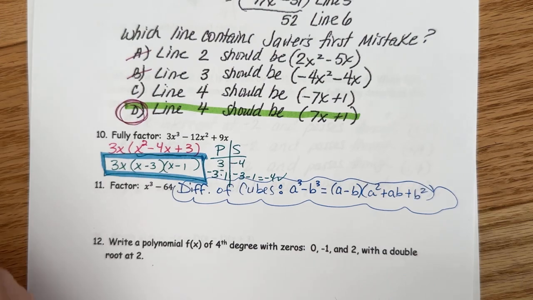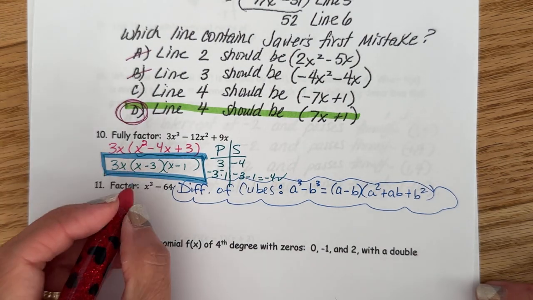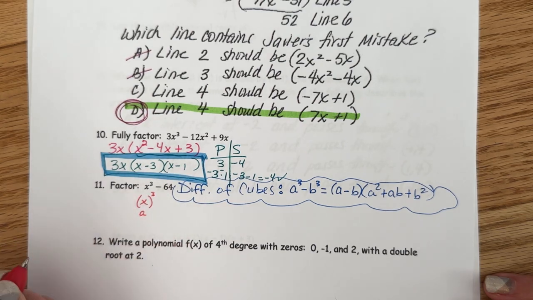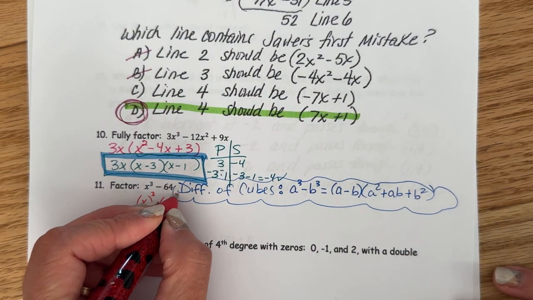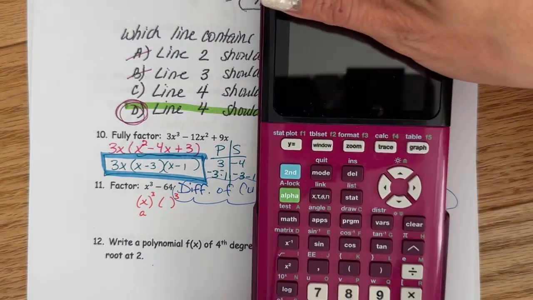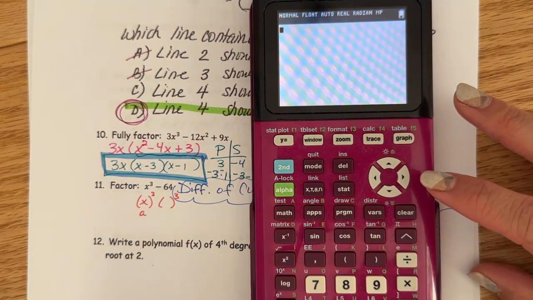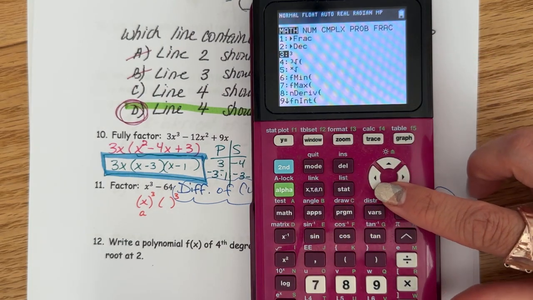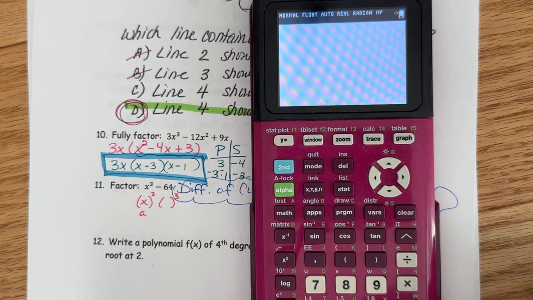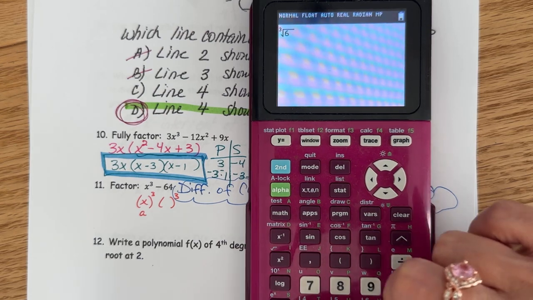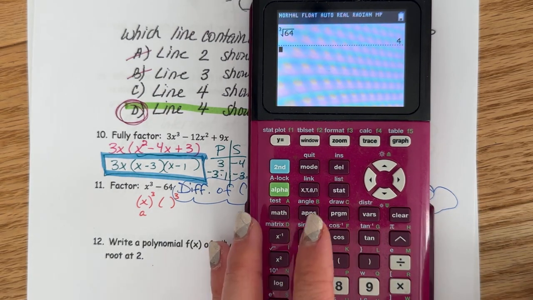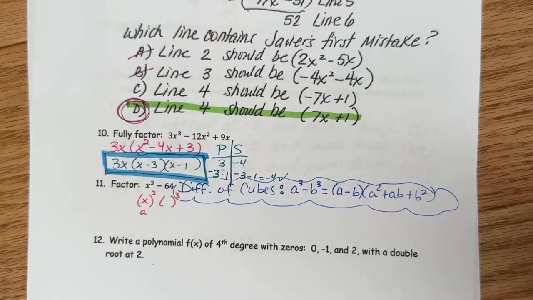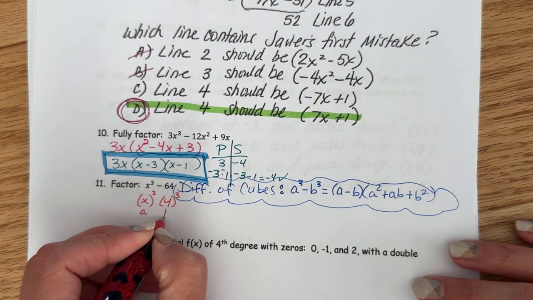Okay, so now let's use it, but we need to find the a and the b. So obviously, x to the third is x to the third. So a is x. But what to the third power is 64? If you're ever not sure, you can use your calculator. There are ways to take a cube root of something. The cube root of 64 is 4. So 4 times 4 times 4 is 64. So 4 to the third is 64, so that's my b.